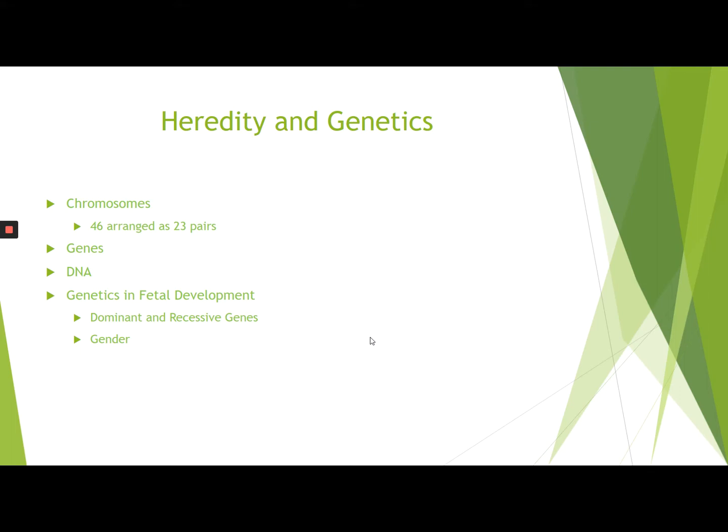Now let's talk about heredity and genetics. Now, no two individuals are exactly alike. Even identical twins have differences. And one significant factor is heredity. So heredity is the passing of traits from the parents to the children. And traits that you inherit are things like eye and hair color, shape of your earlobes.